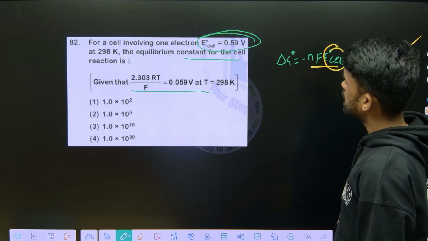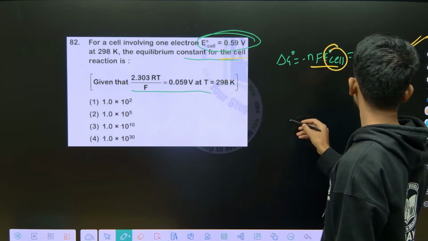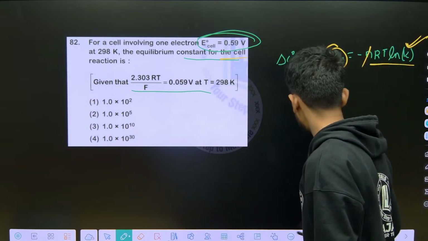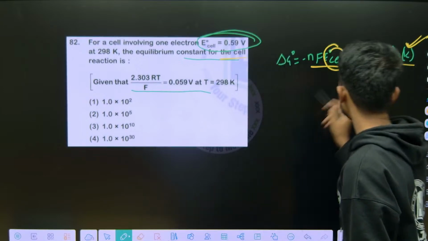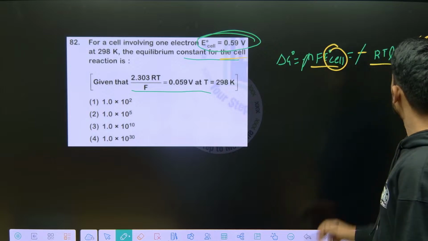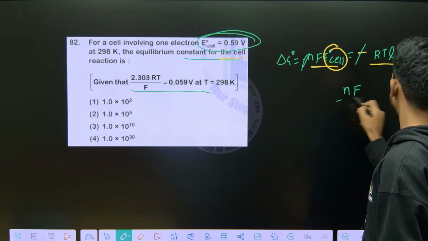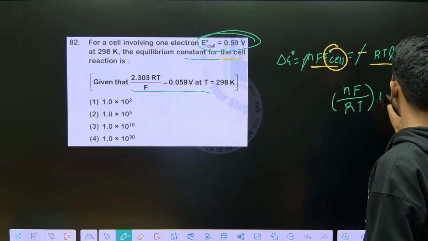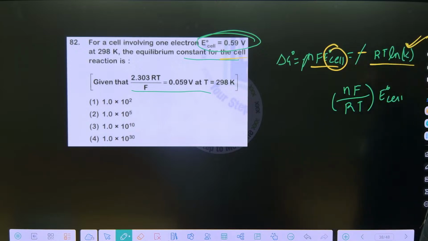So what they are asking is the equilibrium constant K. How can we find that? Sorry, here it is RT only, not nRT. So removing the minus signs, writing the remaining part, nF by RT, here we have E0 cell. This is the part we have.